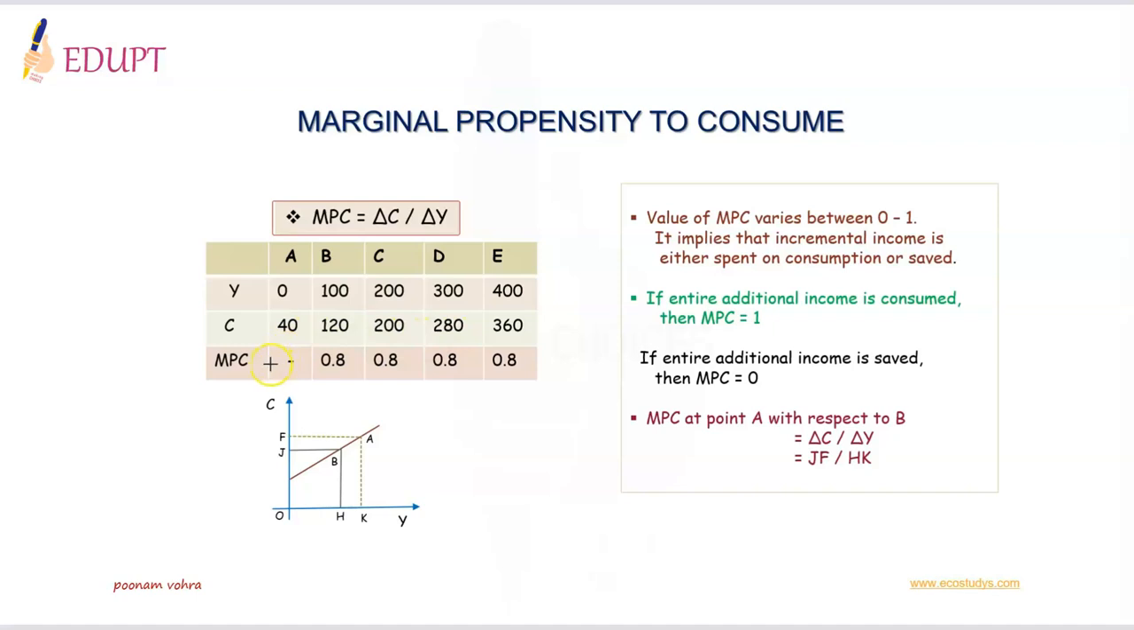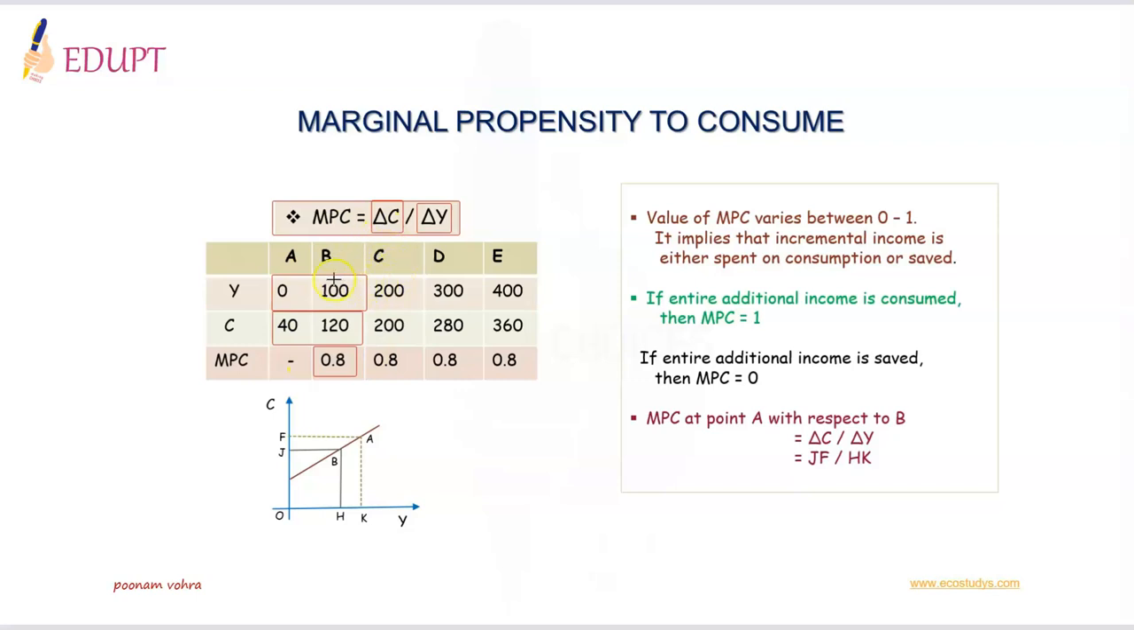So one can find MPC very easily applying the formula. Delta C is from 40 to 120, which is 80, divided by delta Y, which is 100. So 80 by 100, for this option it is 0.8. For option A, MPC cannot be defined because change is not known here.